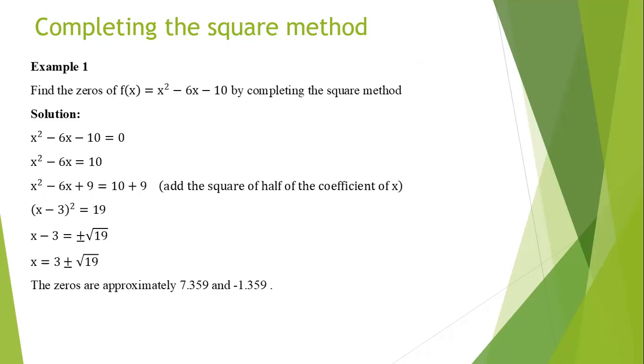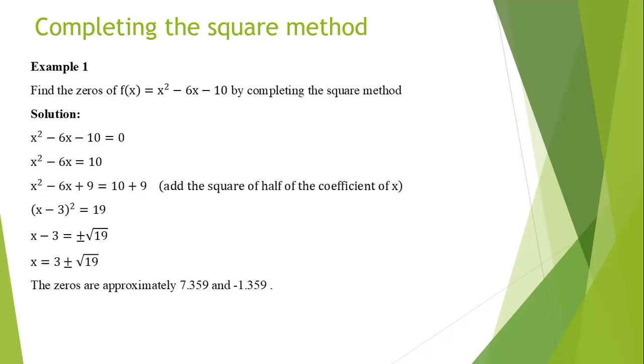Now after that, I'm going to divide through by the coefficient of x squared. Here, the coefficient of x squared is 1, that is why it does not have an effect on the whole expression. Now the third step is that you are going to find half of the coefficient of x. The coefficient of x here is what? Minus 6.